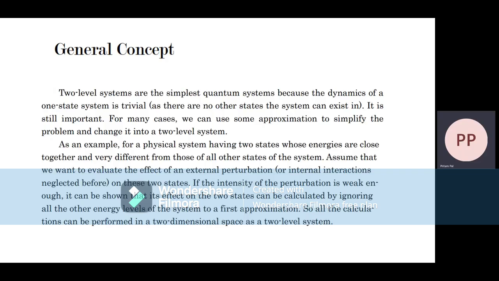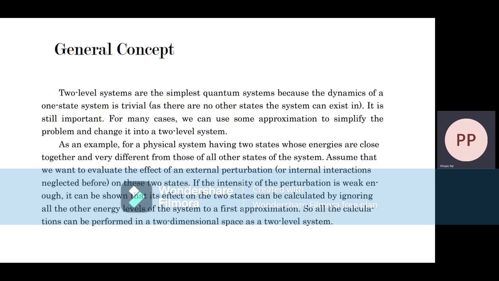Suppose, for example, for a physical system we have two states whose energies are close together and very different from all the other states that may exist in the system. So we are taking two states whose energies are very close, but there may be other states present. First, assume we want to evaluate the effect of an external potential, and how the system will act. For the time being, we are not considering the internal interaction between the states.